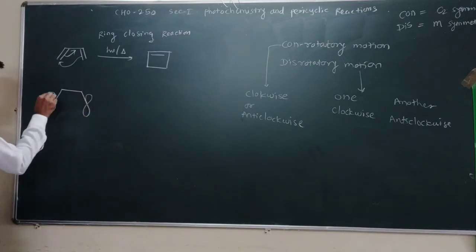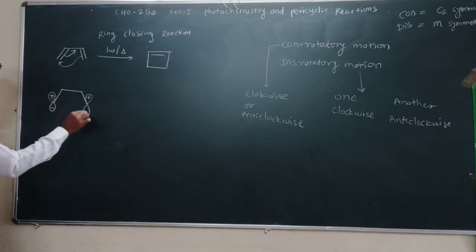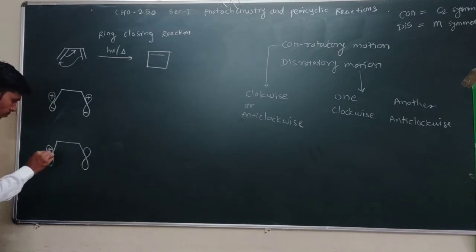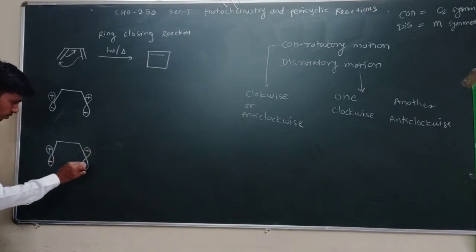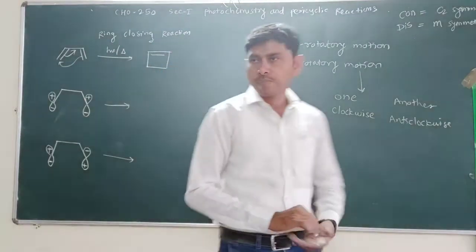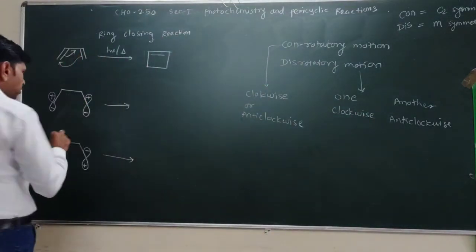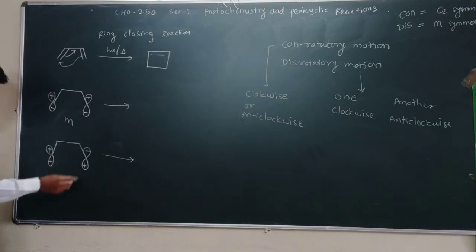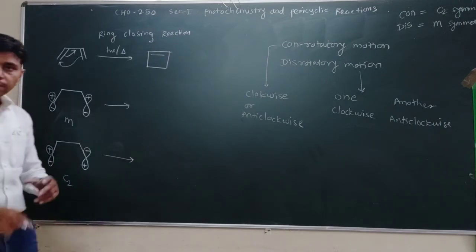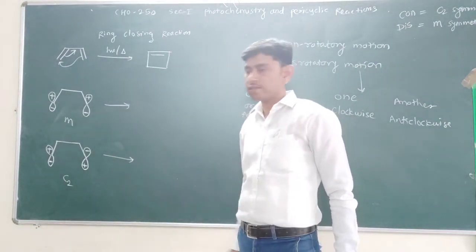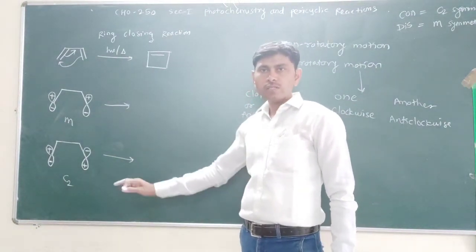These orbitals may be of two types, because there is an open chain: plus, minus, minus, plus. These open chain compounds have orbitals in two ways. That is, it may be plus signs above the plane, which we call M symmetry. And plus, minus is C2 symmetry. They may be present in either M symmetry or C2 symmetry. There may be a possibility of both symmetries.